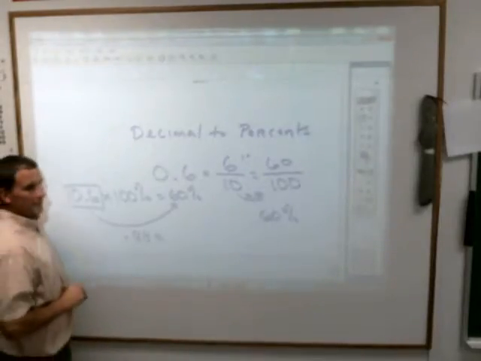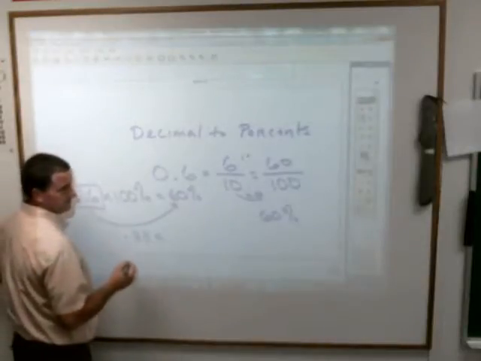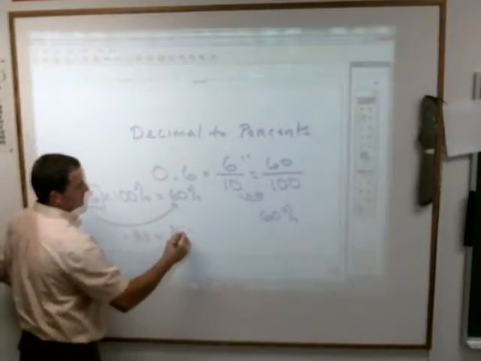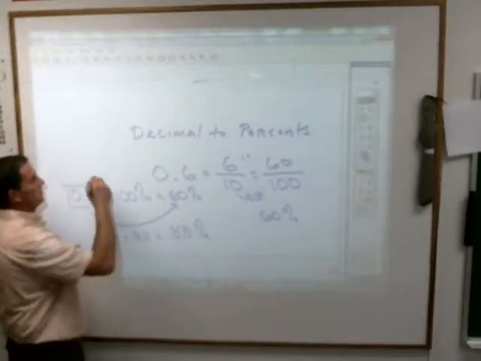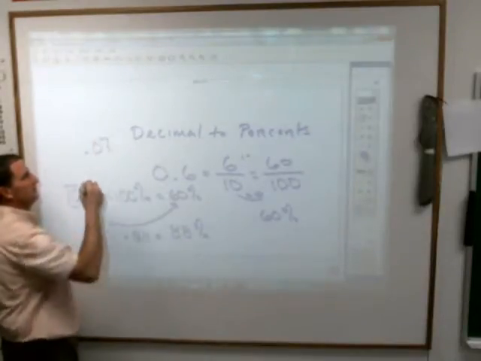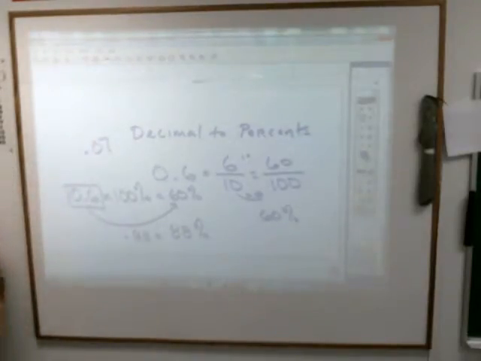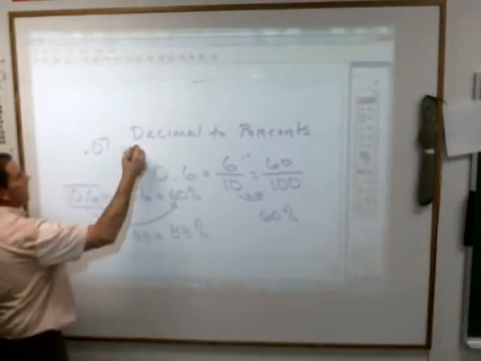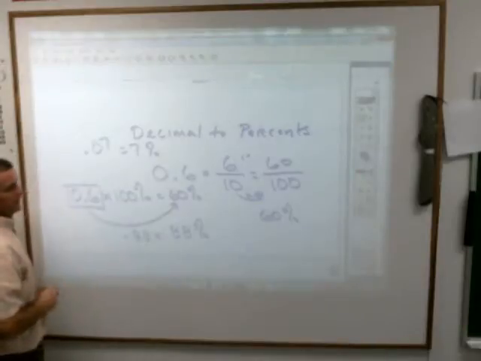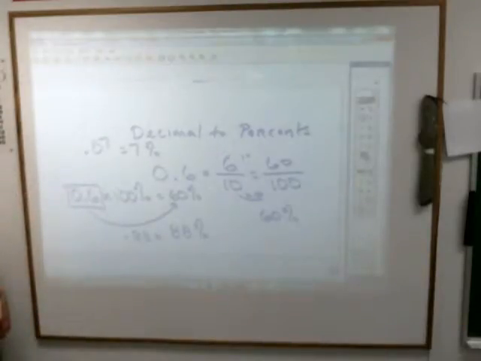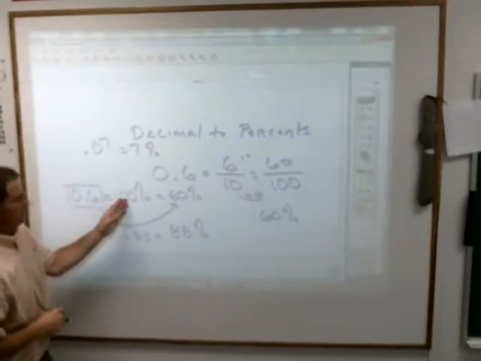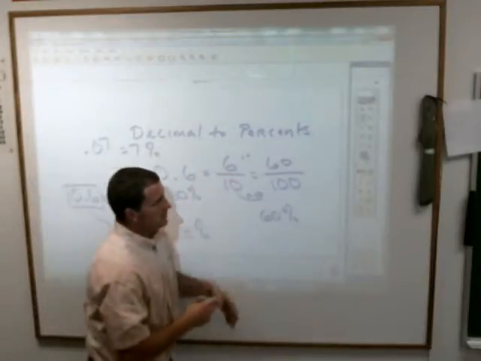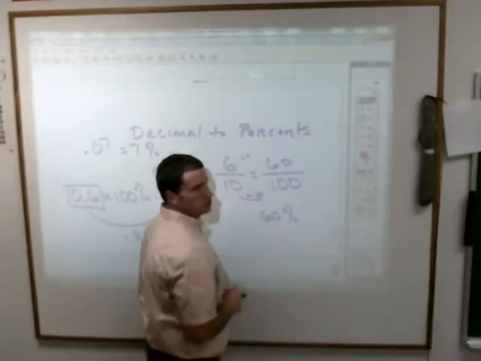What percent is 0.88, Gary? 88%. Now let me throw a little wrench at you here. What percent is 0.07? Calvin? 7%. What, children, is a simple way to change decimals to percents without having to go through this or this? It's just the way it is.